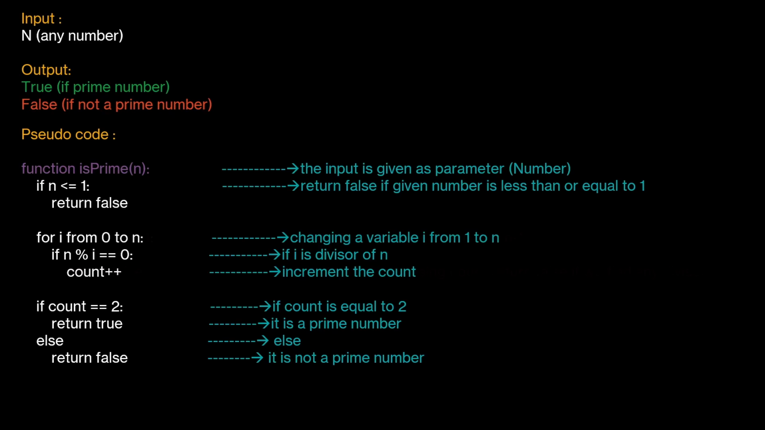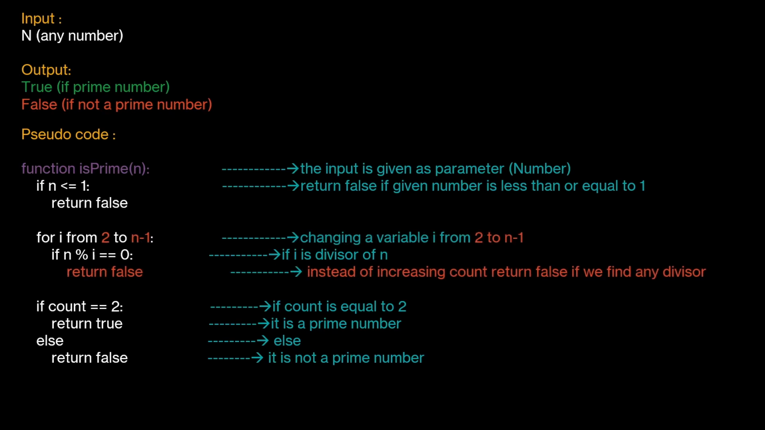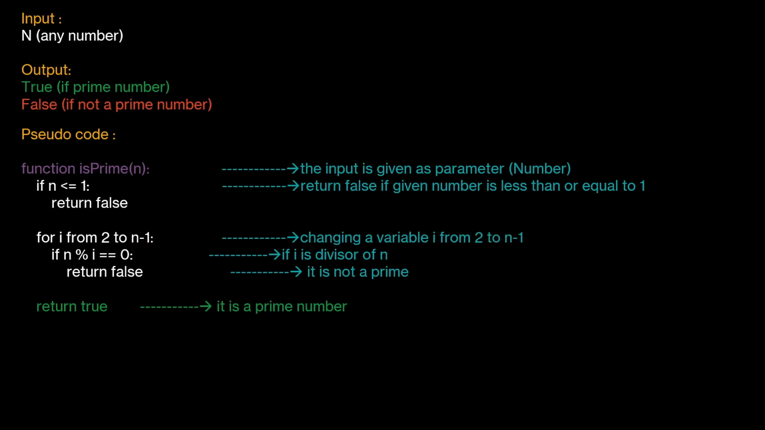Next change is I should be moving from 2 to n minus 1, and instead of incrementing the count, we can simply return false, because it is not a prime if we find any divisors in between 1 to n. Okay, so we just changed it. So it is the updated pseudocode. Still we are checking from 2 to n minus 1, and we stop if we find any number in between.